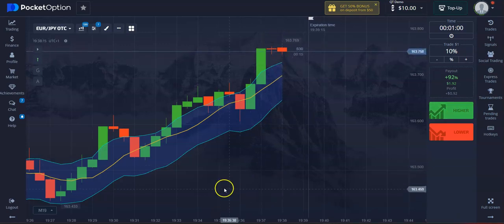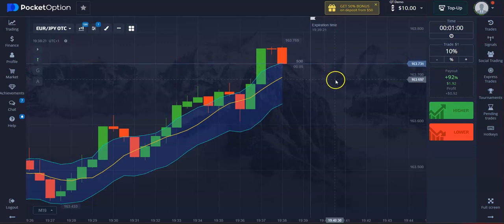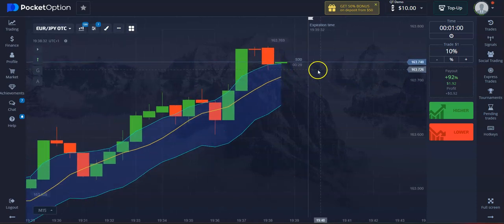You could also use a MACD or stochastic, something like that, to give you more information, but so far I'm just using these two indicators to see how it goes. But yeah, I might use the stochastic or MACD to give me additional information about price.